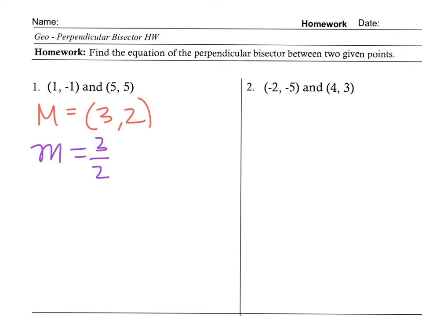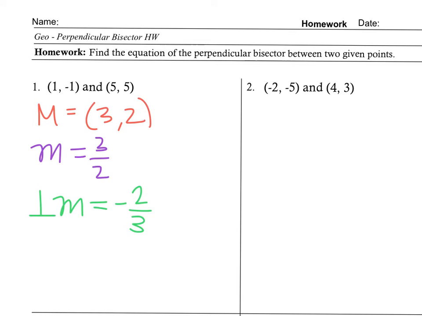So that's the slope between the 2 points, but we need a perpendicular bisector, so we need a slope that's perpendicular to that slope. We need to do the perpendicular slope, which we should know as the opposite reciprocal. So this was positive, this needs to be negative, and we need to flip it upside down. So this becomes negative 2 over 3. Now we have pretty much everything we need.